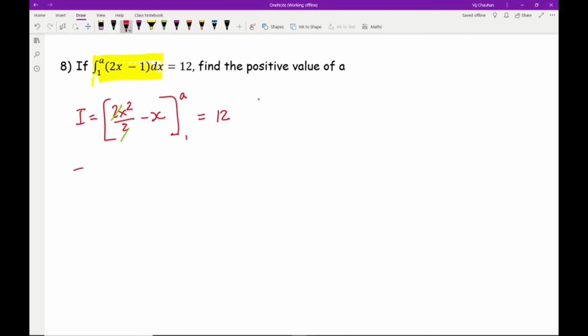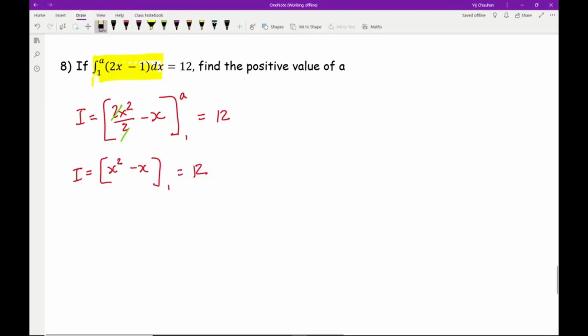And again, it's entirely up to you whether you want to start rewriting things or work with what's crossed out. But I'm just going to... minus x, a, 1, and that equals 12. And again, I don't know why my a's look like 9s.